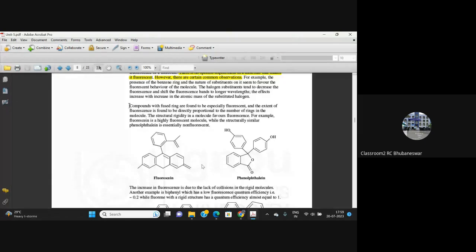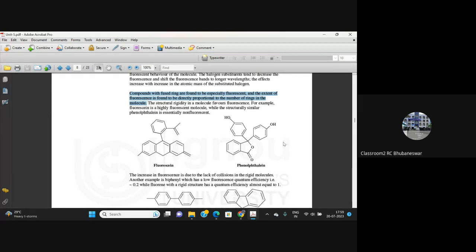Okay, the compounds with fused rings are mostly found to be fluorescent. If the extension of the ring is more, then what will happen? Consequently, the conjugation is more, and then it will be fluorescent.